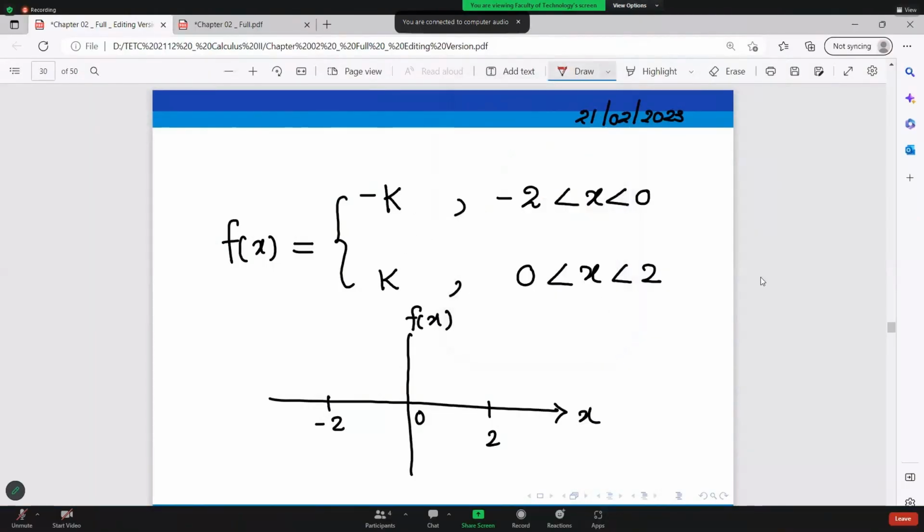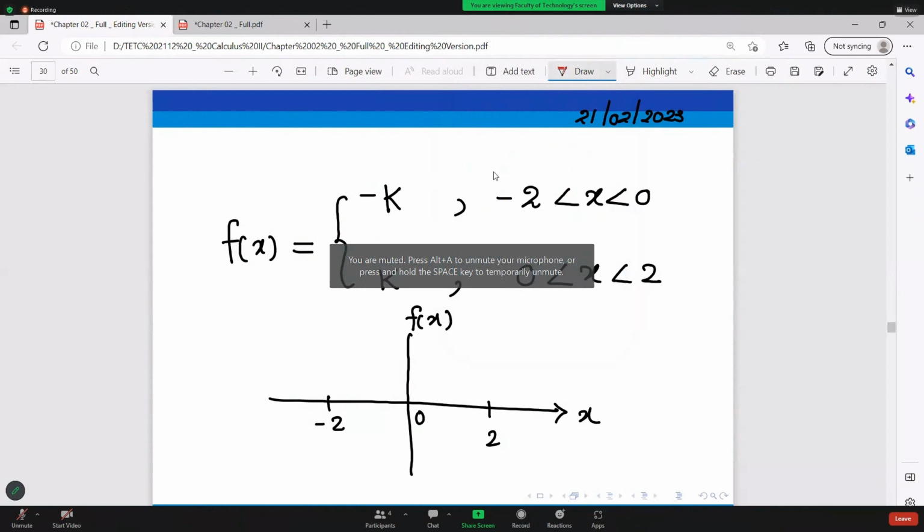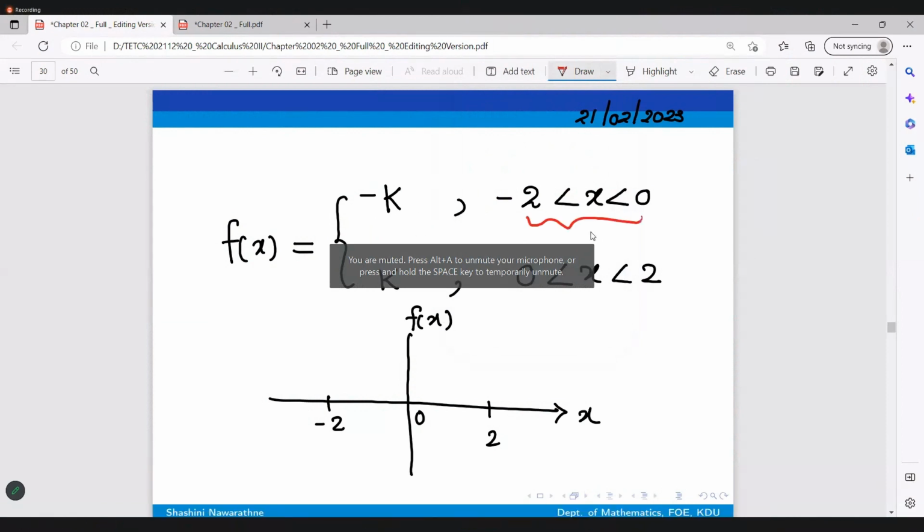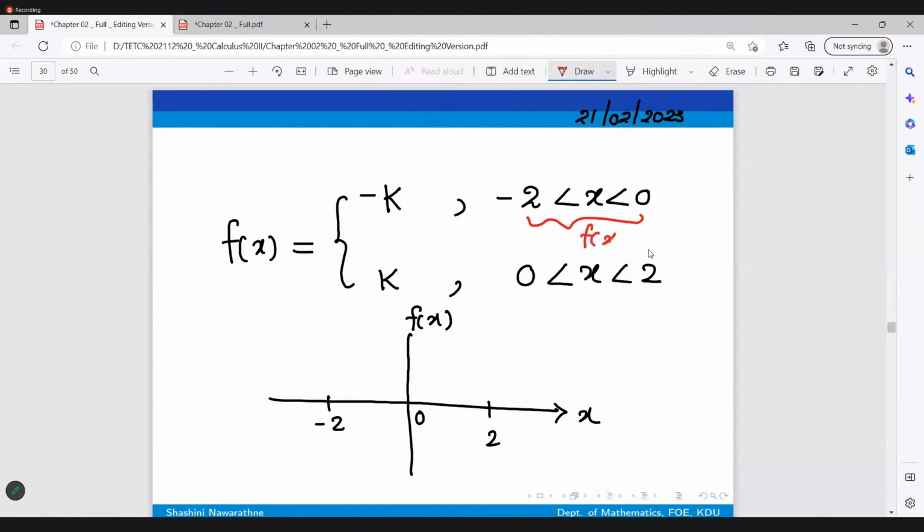From minus 5 to 0, what is the function? Within this period the function is f of x equals minus k. So we have to take the graph at the value minus k, parallel to the x-axis. Right? So from 0 to 5, f of x is equal to k. So at the value k here, the graph is taken as a line parallel to the x-axis. Understood?